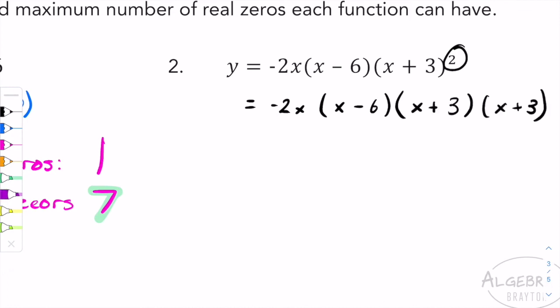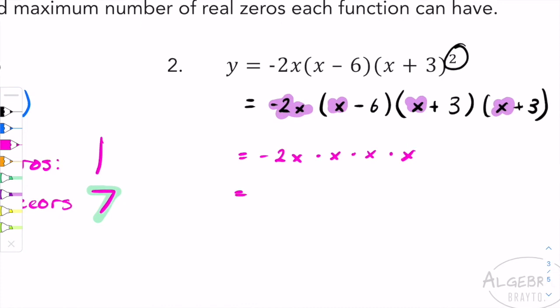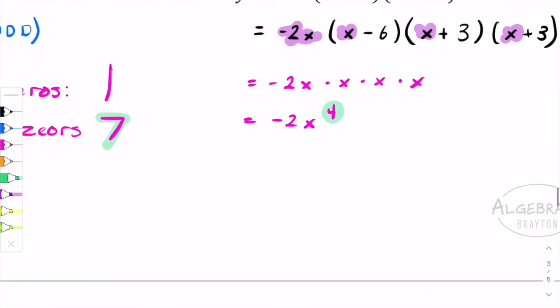And I'm going to multiply the first term of every factor. When I do that, I have negative 2x times x times x times x, which gives me my power function of negative 2x to the 4th. 4 is the degree of the function. That is an even degree.